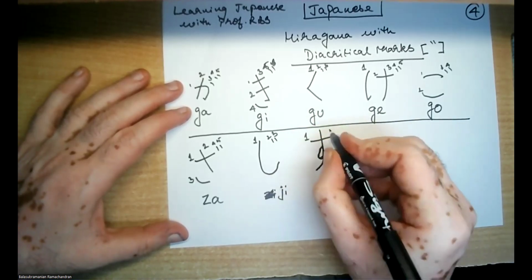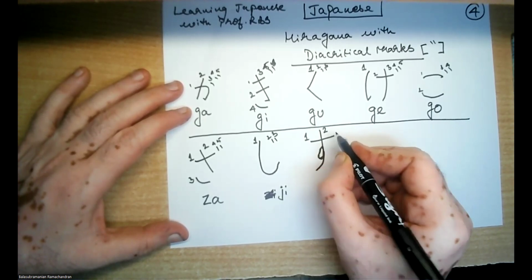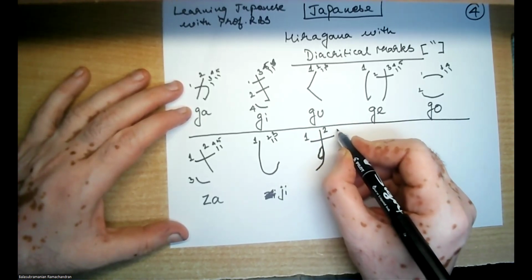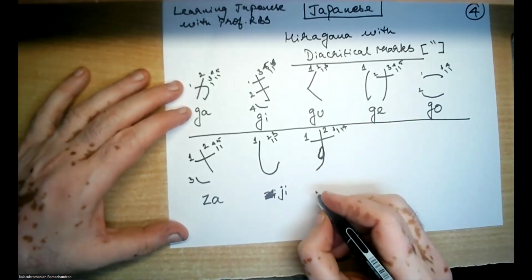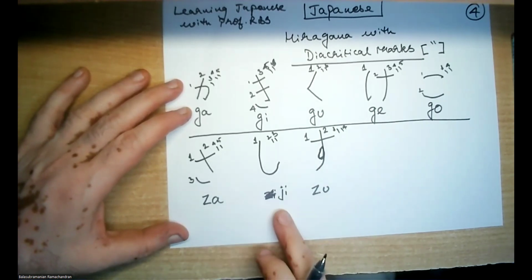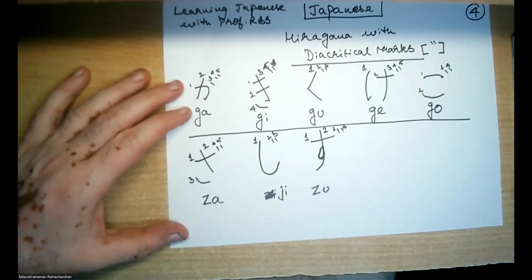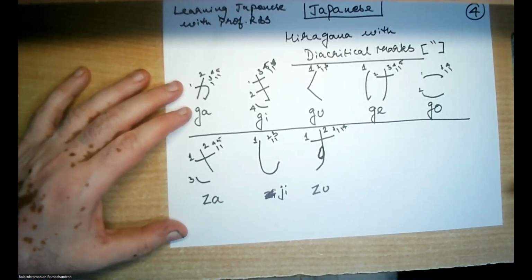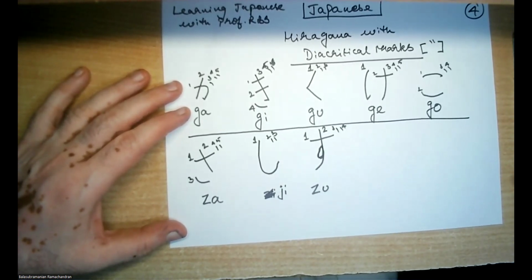Okay, so it's one stroke. Stroke 2, and then we have the two diacritical marks, stroke 3 and 4. And we get Zu, okay? Za, Ji, Zu. Now, let us go to the fourth letter in the Za series.